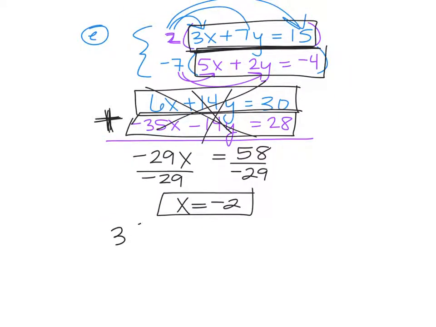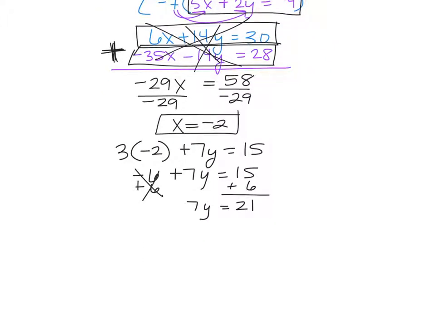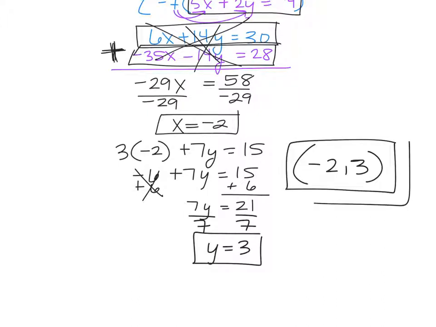So it's going to be 3 times negative 2 plus 7 times y equals 15. So this is negative 6 plus 7y equals 15. So we're going to add 6. And you get 7y equals 21. And then divide by 7. So y is 3. See how they work out to such pretty numbers? So your answer would be negative 2, 3.